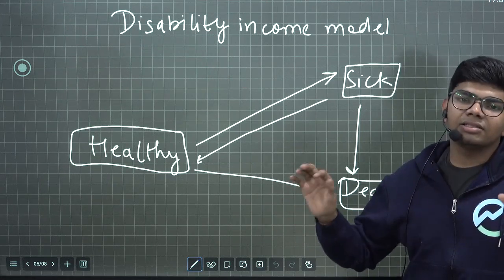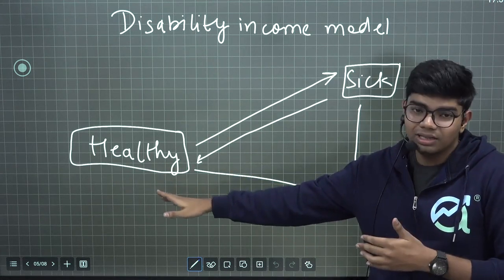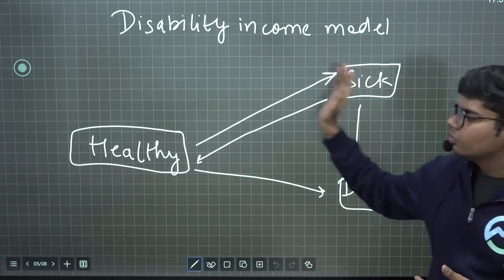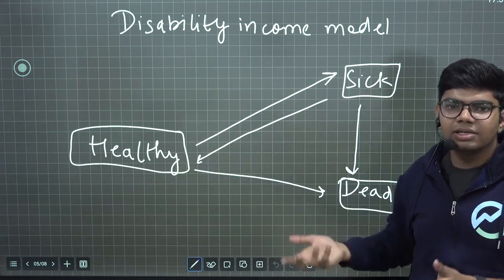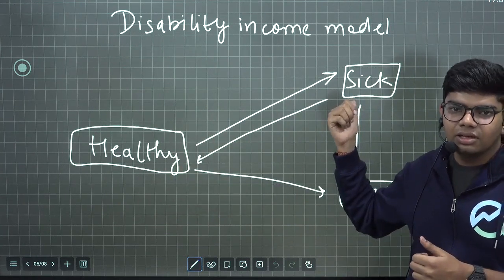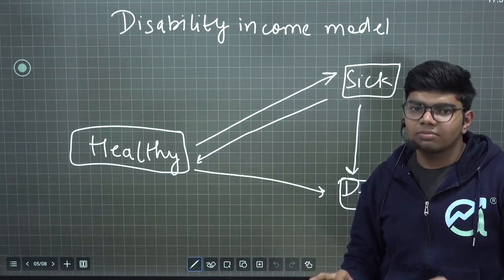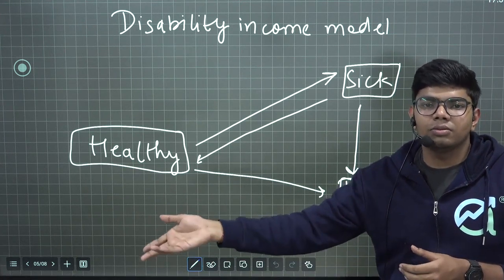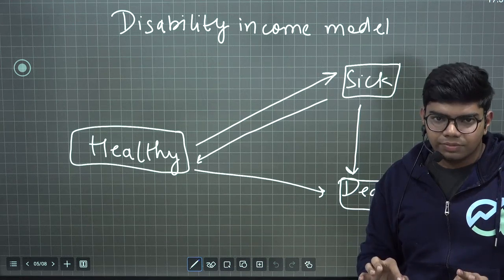But the plain vanilla scenario is that when you are in a healthy state, you can move to a sick state, and it is also possible that you can move back to the healthy state. And obviously you would only receive the benefits if you are in the sick state. If you were to move back to the healthy state, you will stop receiving any benefits from the insurance company. But let's say 2-3 months down the line, you were to become sick again, then again you would be eligible to receive the benefits from the insurance company.